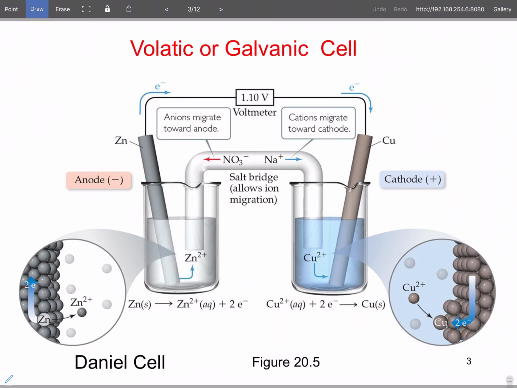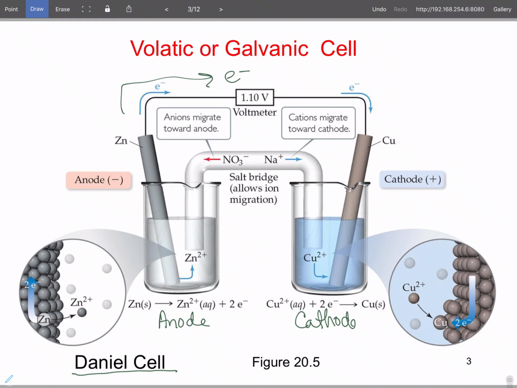Okay, this is what a voltaic or a galvanic cell looks like. This was one of the first cells. This is called a Daniell cell. And what you're doing is attaching a zinc cell to a copper cell. This you're going to find out is the anode, and this is the cathode. They're labeled. And if you'll notice, the electrons are flowing this way.